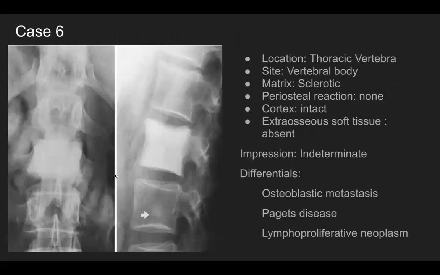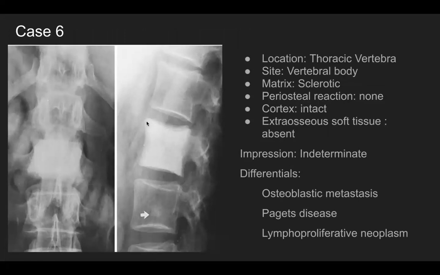Now, this is a case of a 50-year-old man, and this shows typical ivory vertebra. So, this is known as ivory vertebra. When the vertebra is entirely sclerotic, the cortex is intact, there is no extraosseous soft tissue component. Three things have been described in the literature which give rise to ivory vertebra. The first is osteoblastic metastasis, and if the patient is more than 40 years of age, it is 90% osteoblastic metastasis. Other is Paget's disease, and the third is lymphoma.